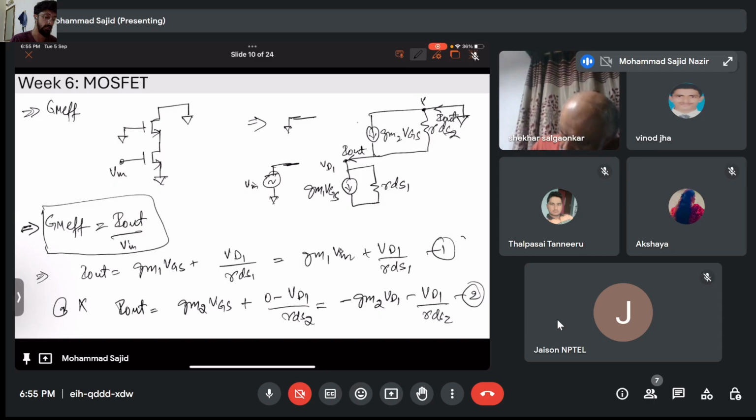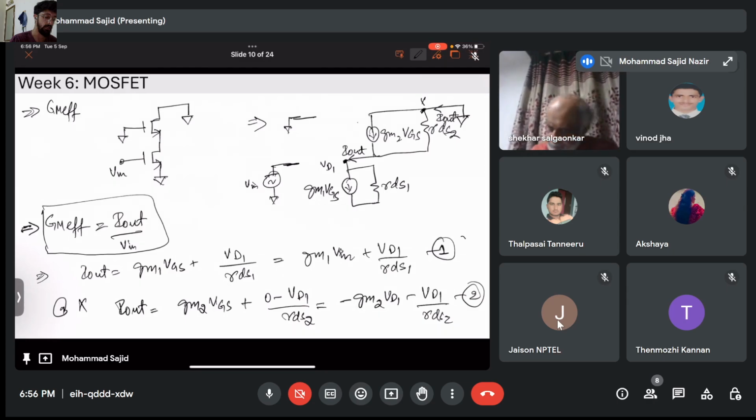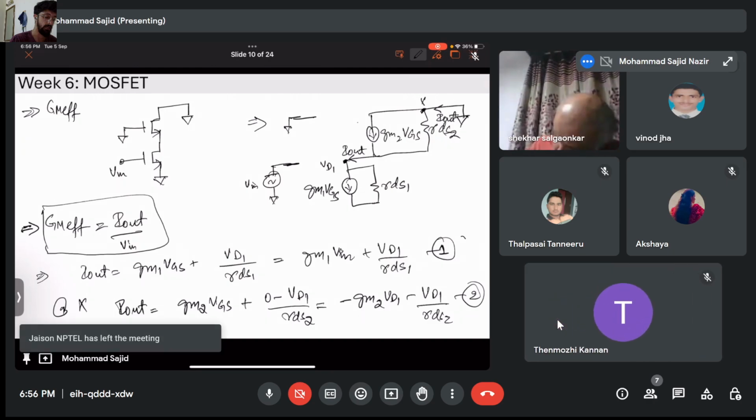I output here at node VD1, as you said, is GM1 VGS, right? And plus VD1 by RDS1, correct? So it will be GM1 V in plus VD1 by RDS1. So equation 1 is correct, no doubt about it. Then we go to this node X. So I output is GM2 VGS plus 0 minus VD1 by RDS2, right? Which is minus GM2 VD1 minus VD1 by RDS2. This is fine.